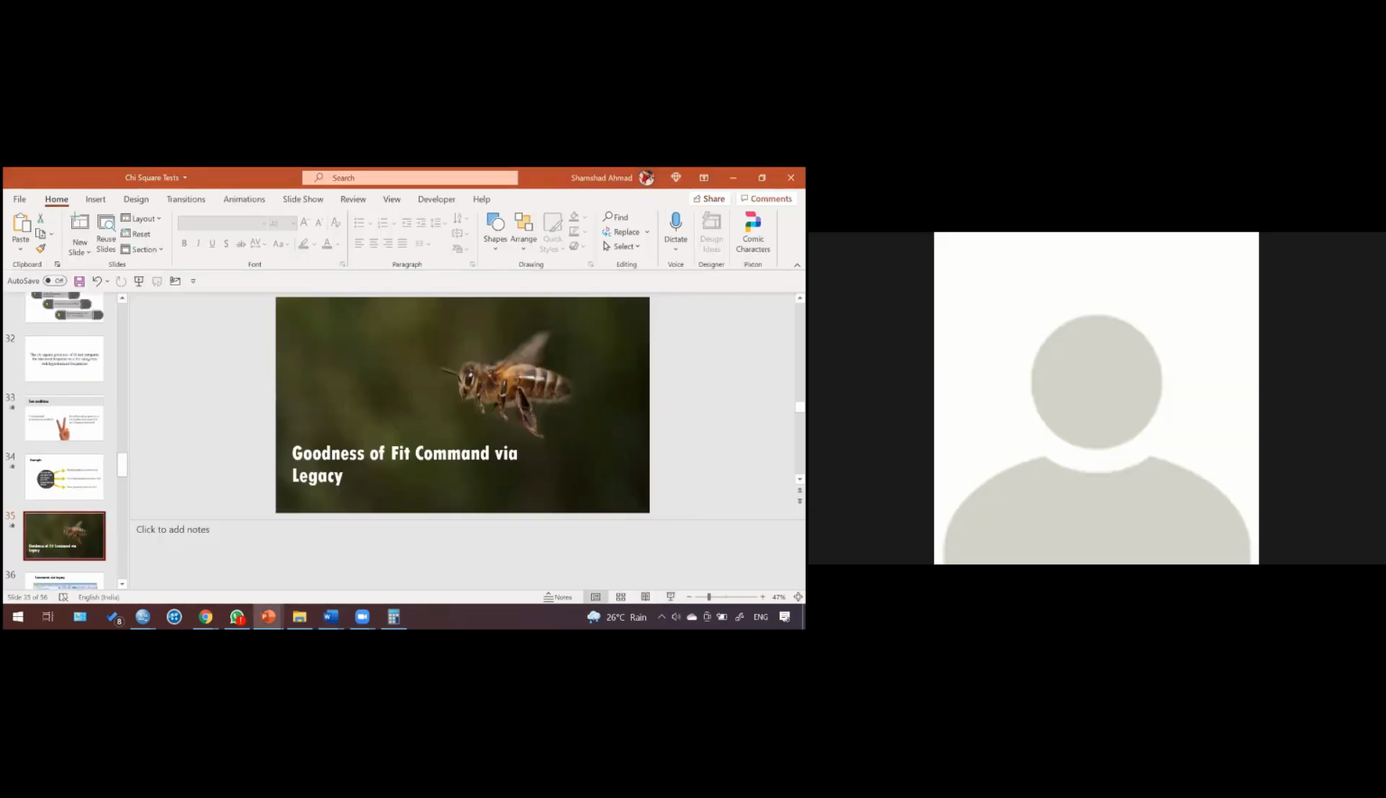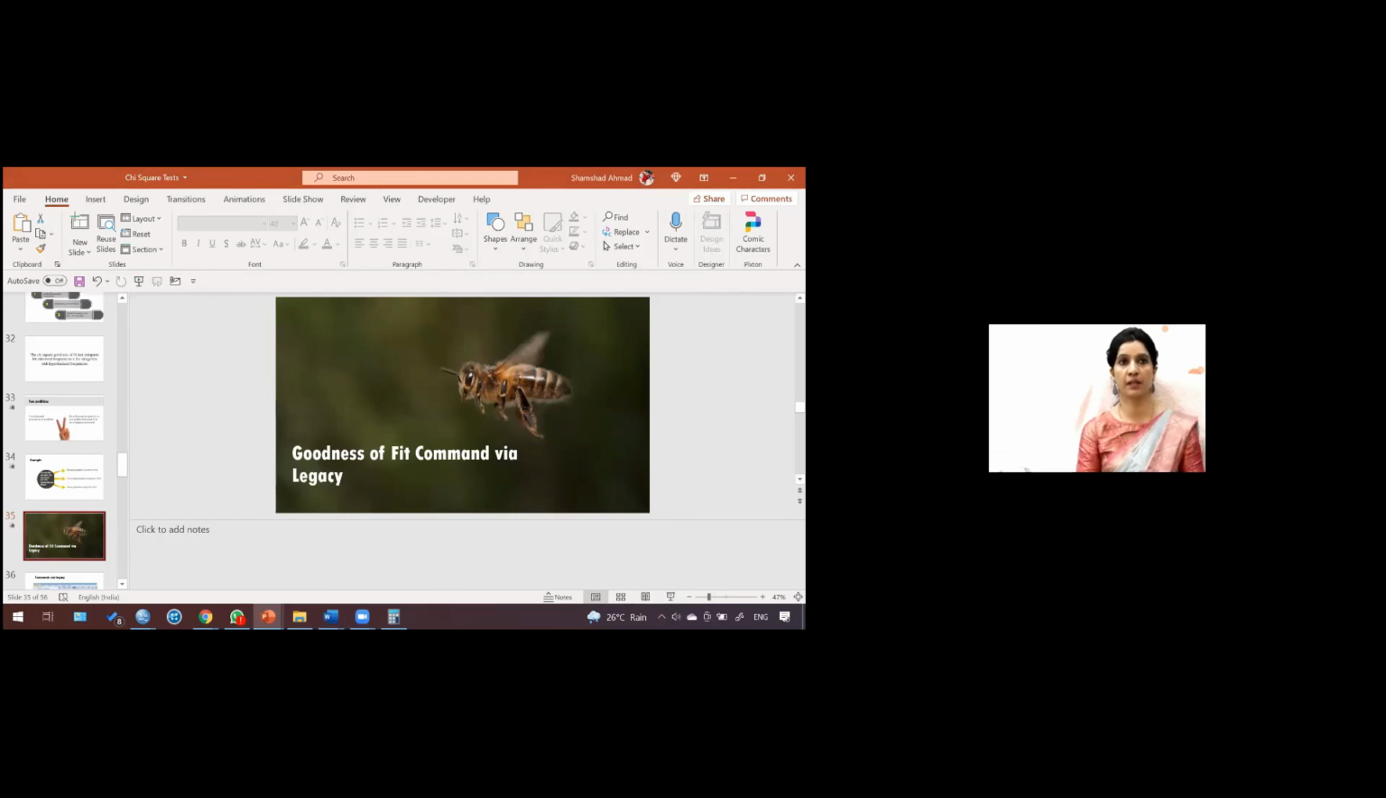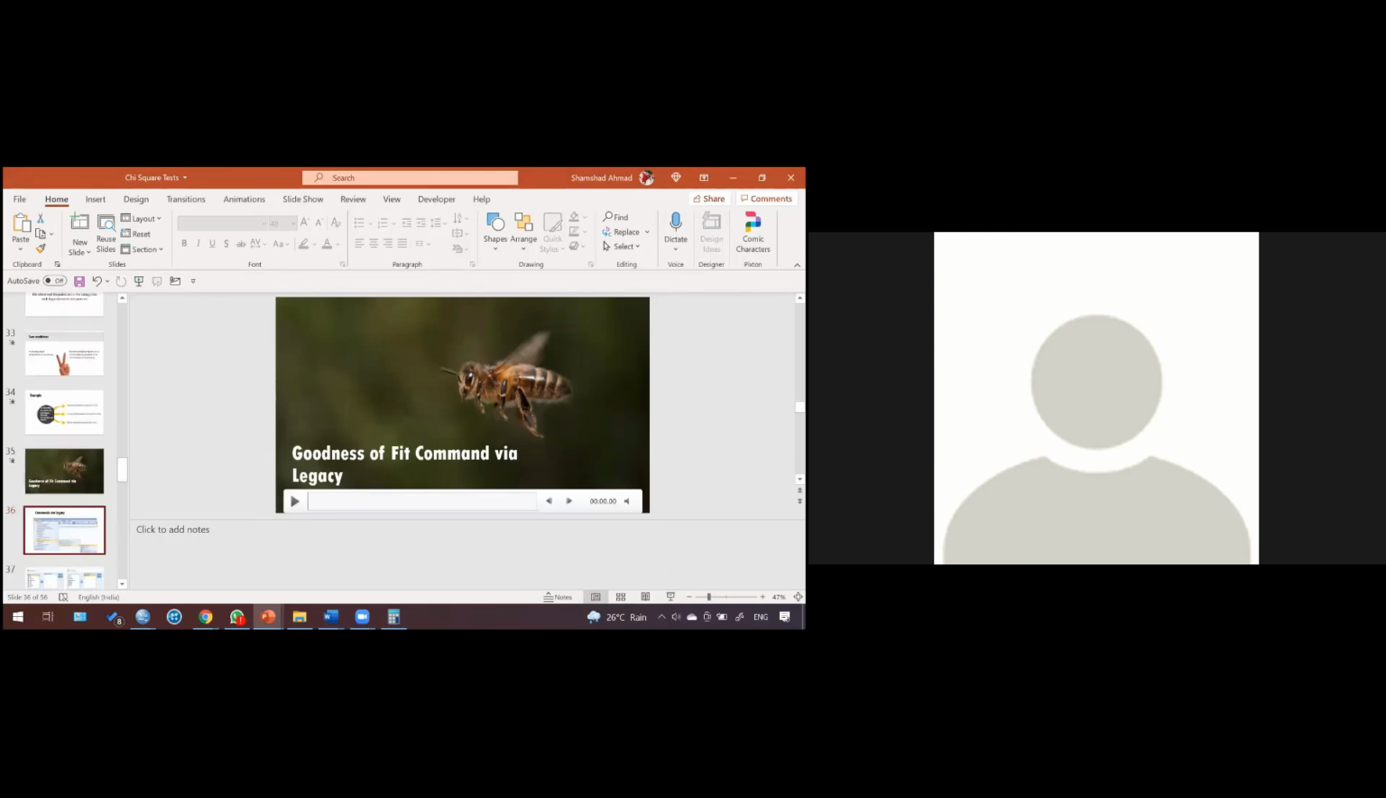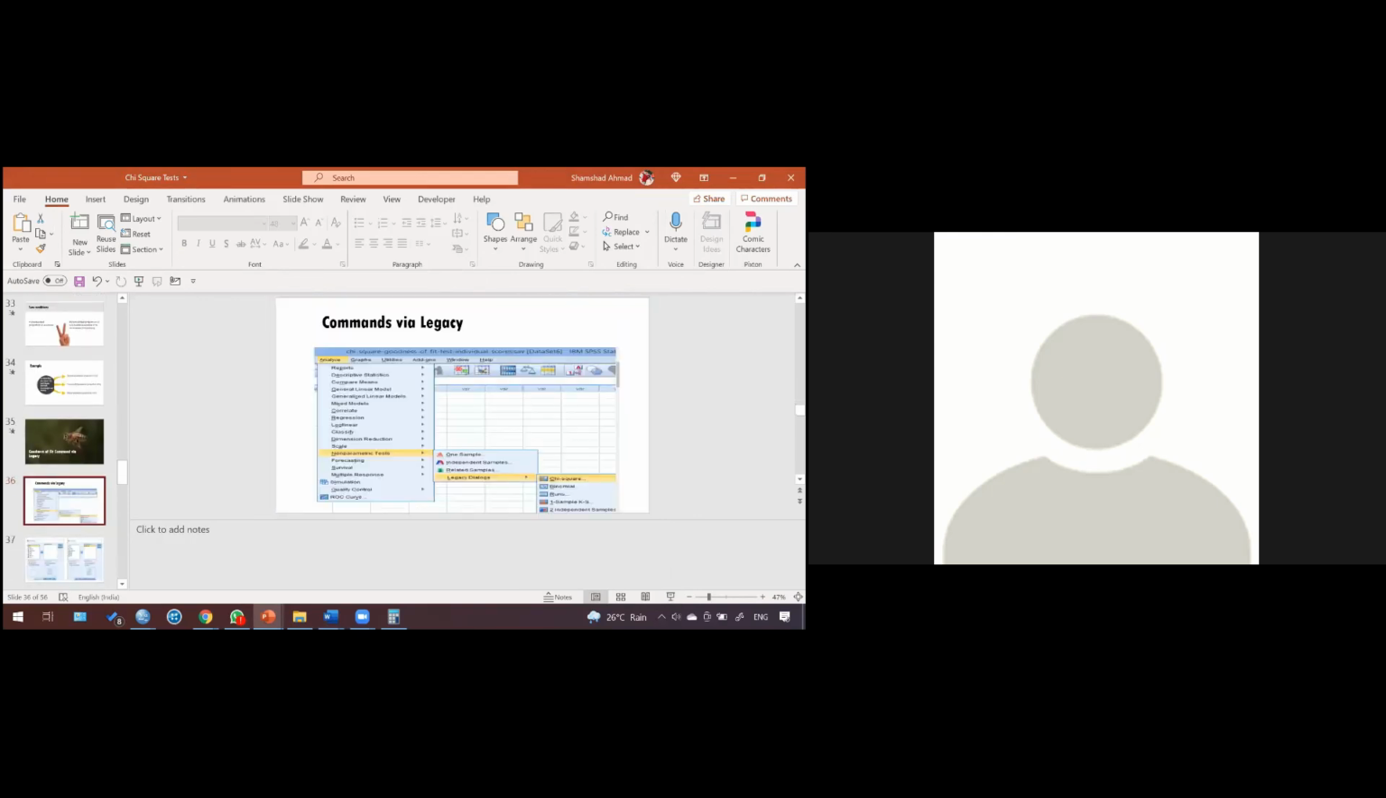Meher ma'am raised the hand. Yes, Dr. Meher, may I have your question or any query? My query is that, ma'am, what I'm getting, that chi-square test of homogeneity is basically used to test the difference of proportion between two variables taken from one population or from two populations. How is this test different from the chi-square test of independence?